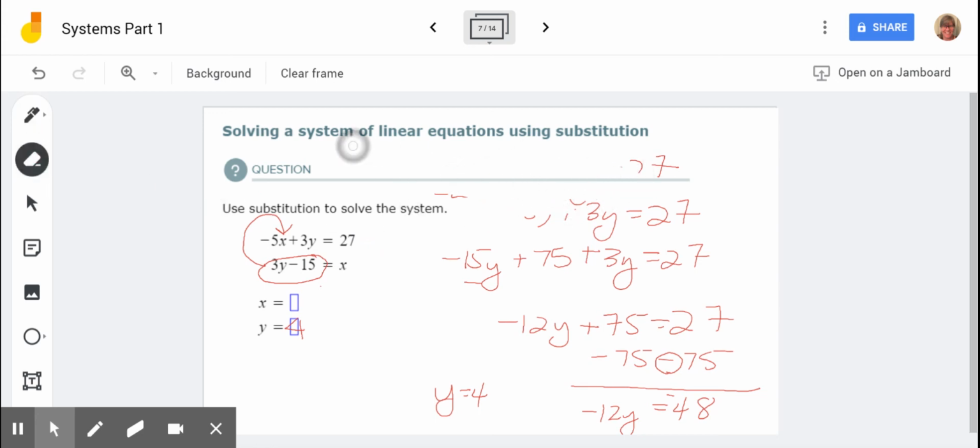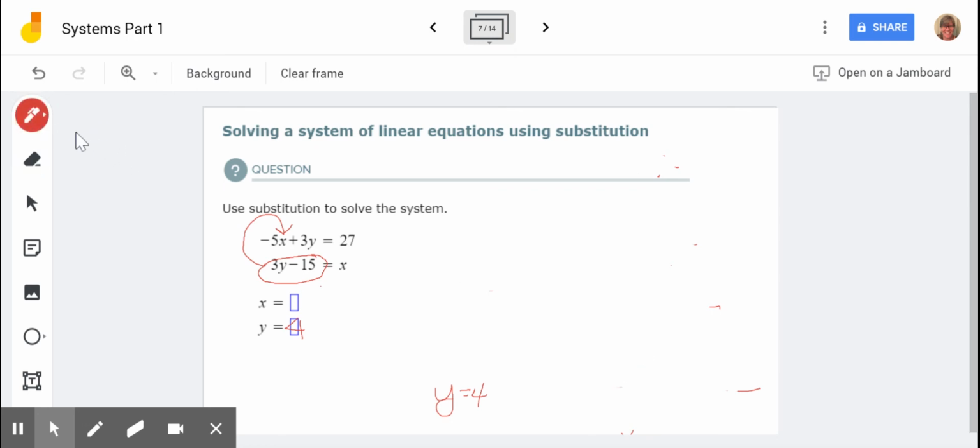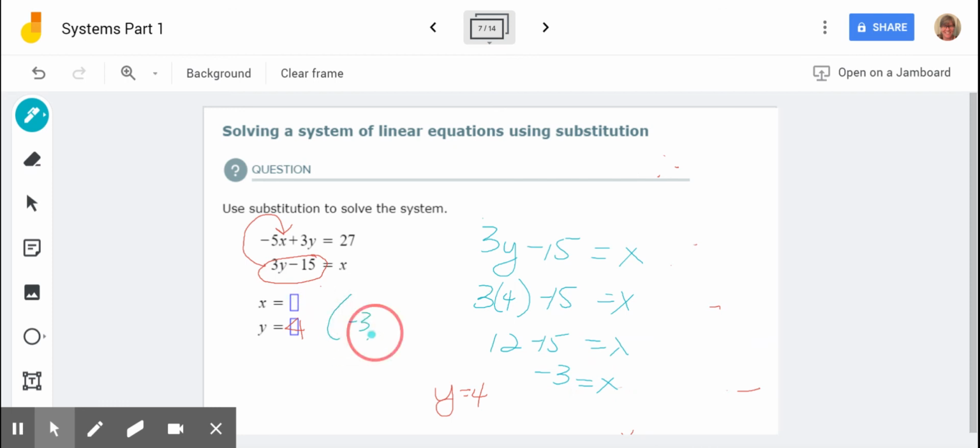So to find x, we've got to plug it back into one of the equations. The easiest one to plug it back into is the one that's already solved for x, the one that they gave us. That would make the most sense, correct? So let's go back and plug it in. I'm sorry, I'm not erasing it completely because I have no patience. Okay, so we're going to go 3y minus 15 equals x. y is 4, you guys. 3 times 4 minus 15 equals x. So that's 12 minus 15 equals x. So -3 equals x. And now we've got it. The point is (-3, 4).